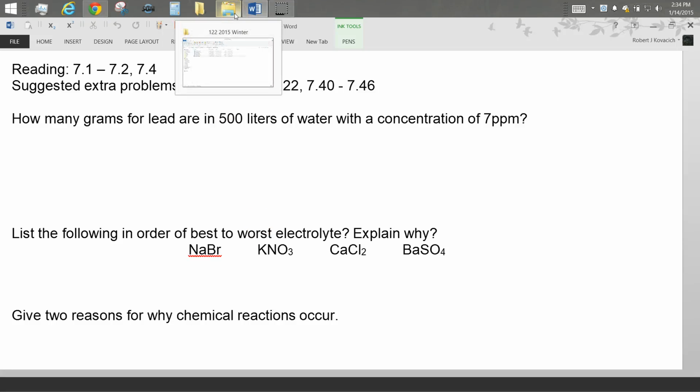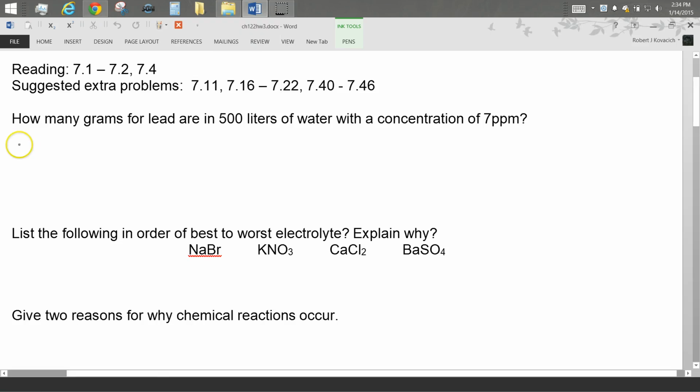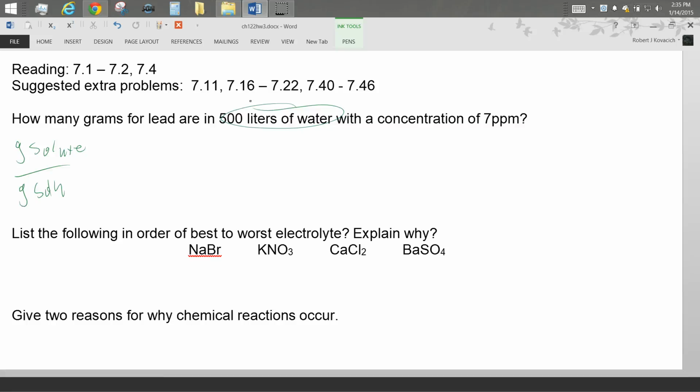So for this first problem, we're trying to figure out how much lead is in this water. And the equation to calculate parts per million is grams of solute divided by grams of solution. And in this case, the solution is this 500 liters of water. Since it's water, the density is going to be pretty darn close to 1 regardless, so we'll just use that. But I need grams of solution.